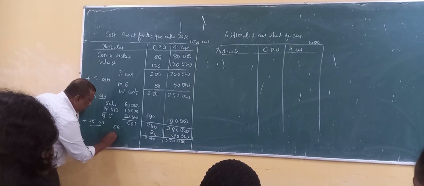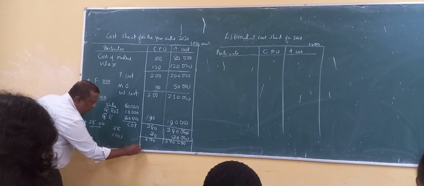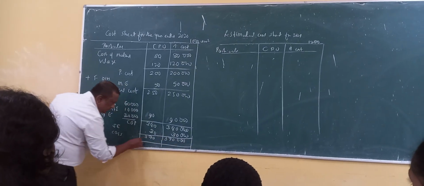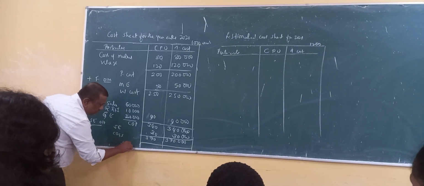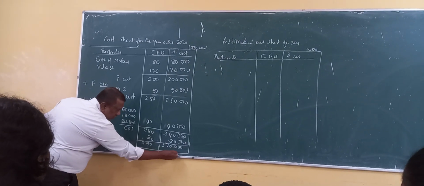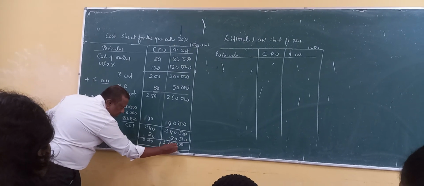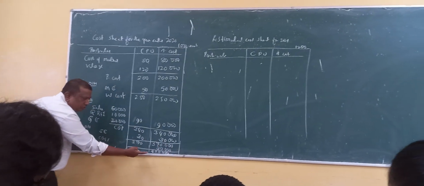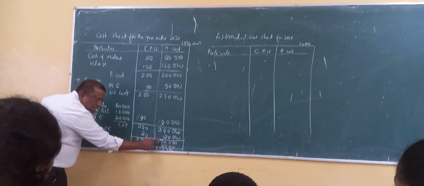This is cost of goods sold, right? Yes, sir. Next we have sales. Sales how much, ma'am? 4 lakh. 4 lakh minus 3 lakh 70,000, I get how much profit? 30,000, right?